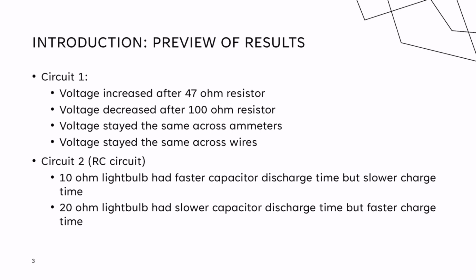So for the first circuit, which did not have a capacitor, the voltage increased after the 47 ohm resistor and decreased after the 100 ohm resistor, but it stayed the same across the ammeters and wires. And then for the second circuit, which was an RC circuit containing a capacitor, the 10 ohm light bulb had a faster capacitor discharge time but slower charge time, whereas the 20 ohm light bulb had a slower capacitor discharge time but faster charge time.